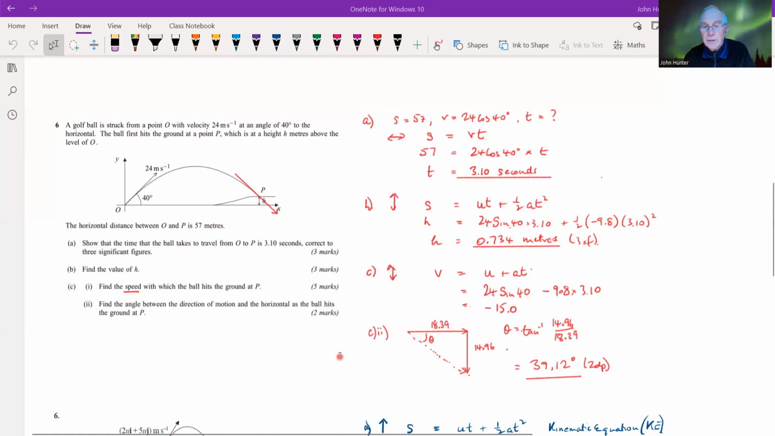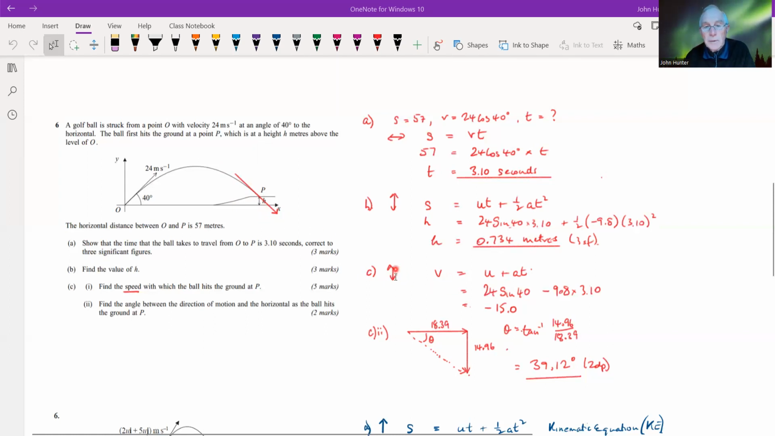Good. Okay, that's okay. Part C, find the speed with which the ball hits the ground. Now, I put the arrow in to illustrate here, because speed is a vector in these kind of questions. It really means that we're looking at the magnitude of the velocity. So we need to know the vertical and the horizontal. So we need to know it basically as a vector, and then to use Pythagoras.